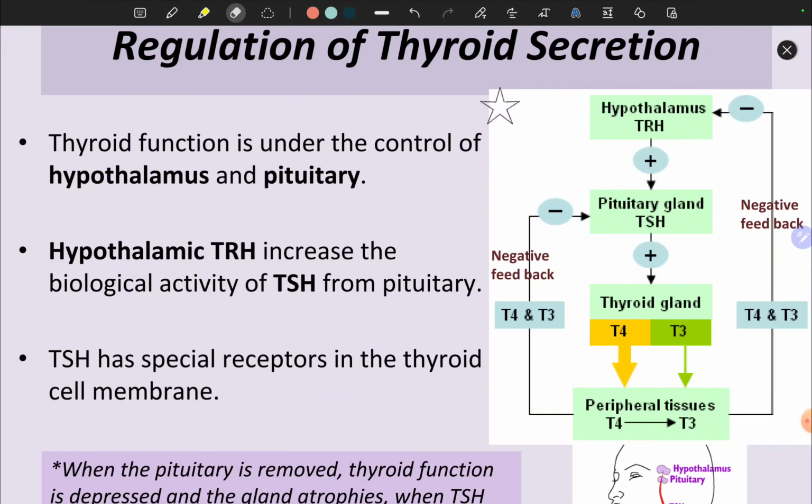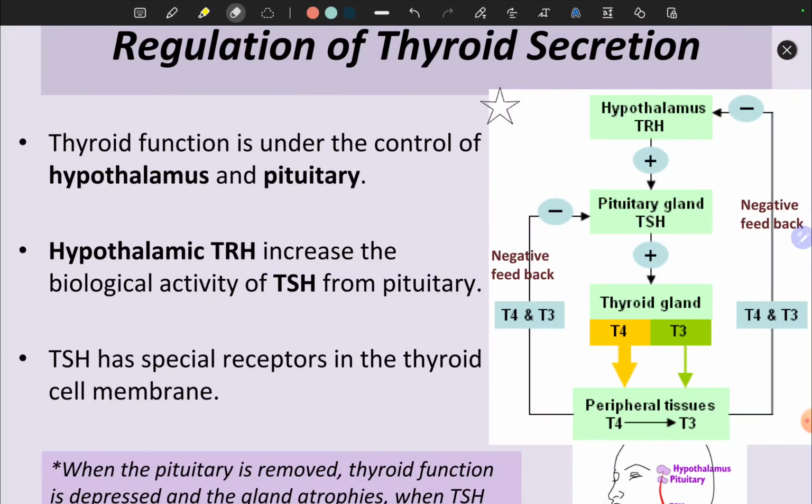Negative feedback decreases overactivity of the gland and keeps the level of thyroid hormone stable. If we have a normal thyroid hormone level, it negatively feeds back on the pituitary and hypothalamus to decrease further release of thyroid hormone, and to decrease any increase or abnormality in the level.